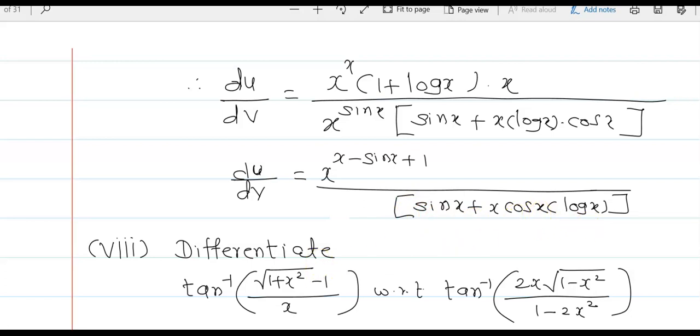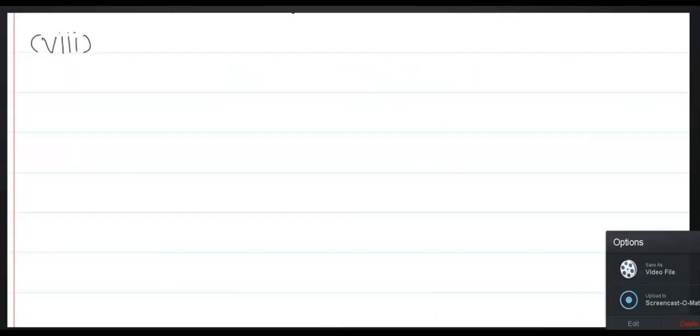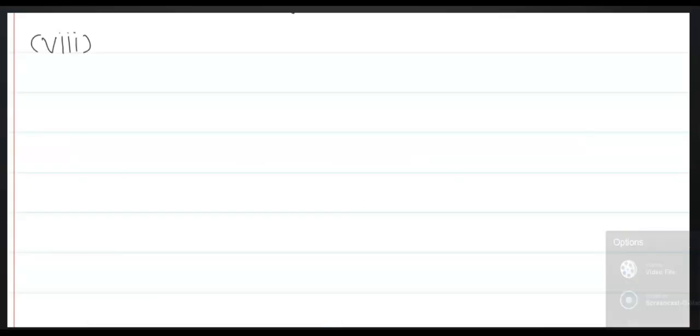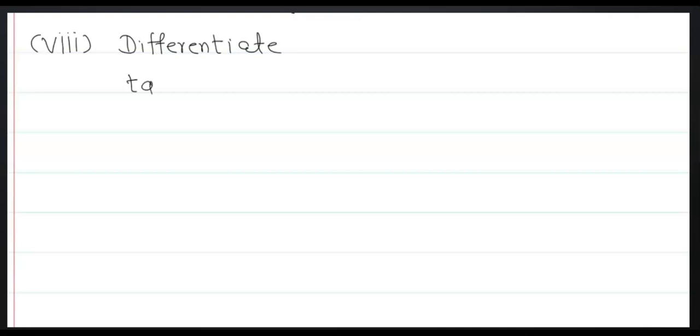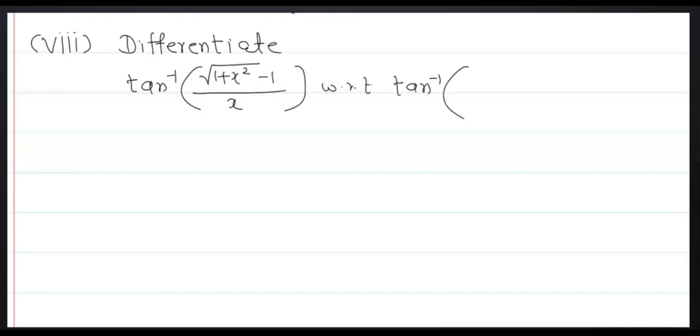And now the next problem, that is the last problem from this exercise, problem number 8. Differentiate tan inverse in bracket root of 1 plus x square minus 1 upon x, with respect to tan inverse of 2x into root of 1 minus x square upon 1 minus 2x square.